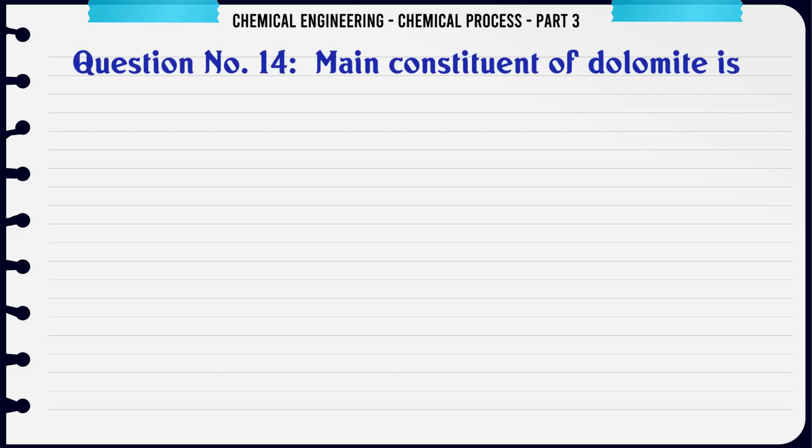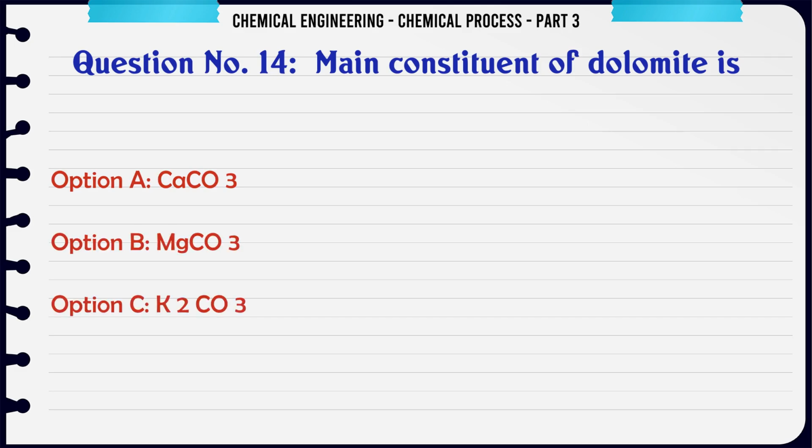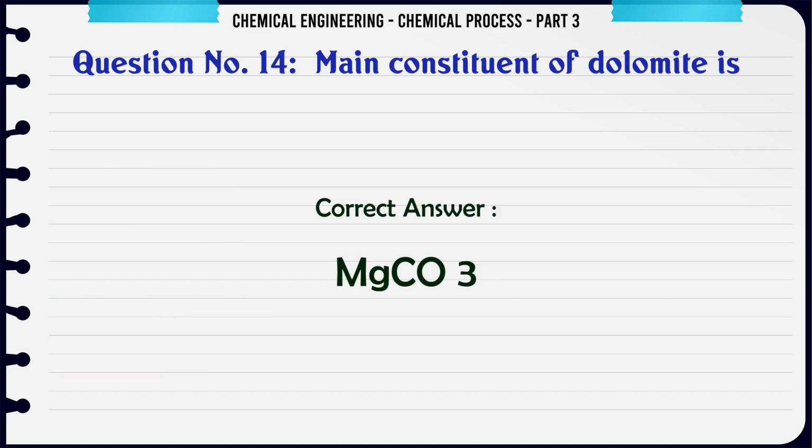Main constituent of dolomite is: A. CaCO3, B. MgCO3, C. K2CO3, D. Na2CO3. The correct answer is MgCO3.